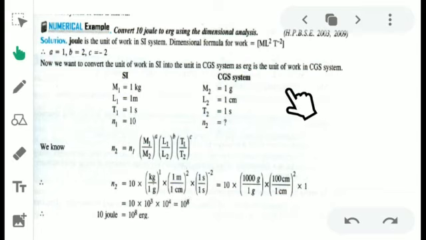So how to solve the question? After getting the question, first you have to see for which physical quantity this unit is. Then next step, write the dimension of the physical quantity. Then compare it with M raised to a, L raised to b, T raised to c. Then write a, b, c. Then we will write both systems, one system here, another system here. Then the numerical part and the unit part we will write. Then use the formula here, and from that formula you can calculate the value.